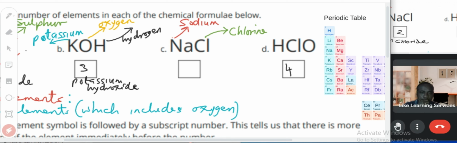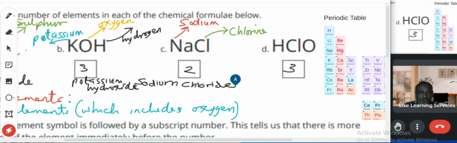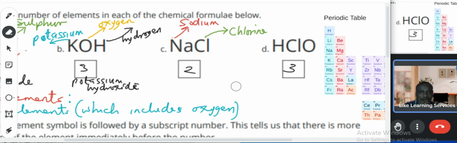Okay. Can you check this again? This last one, how many atoms? Three. Okay, I thought you wrote 4 earlier. Yeah, I just rubbed it. You just corrected it now. Okay. All right. So it should be 3.